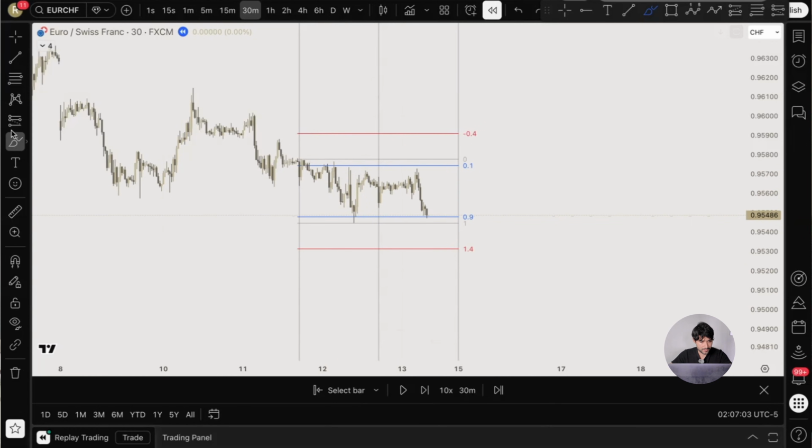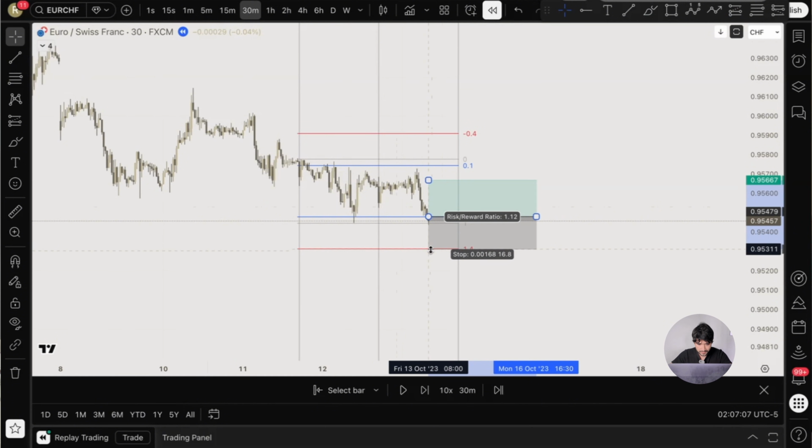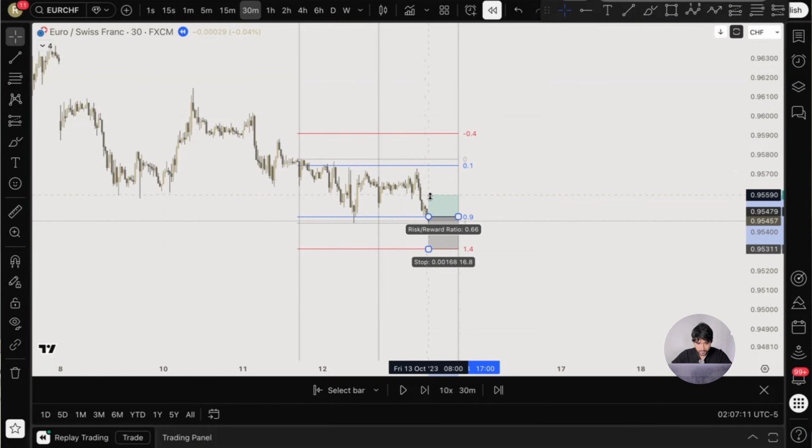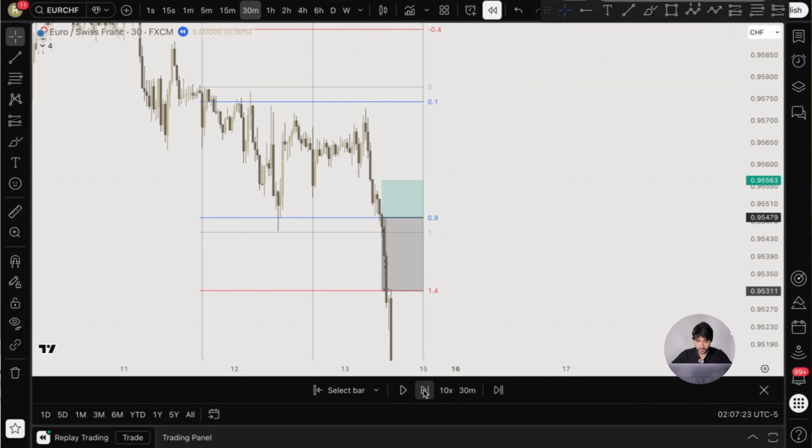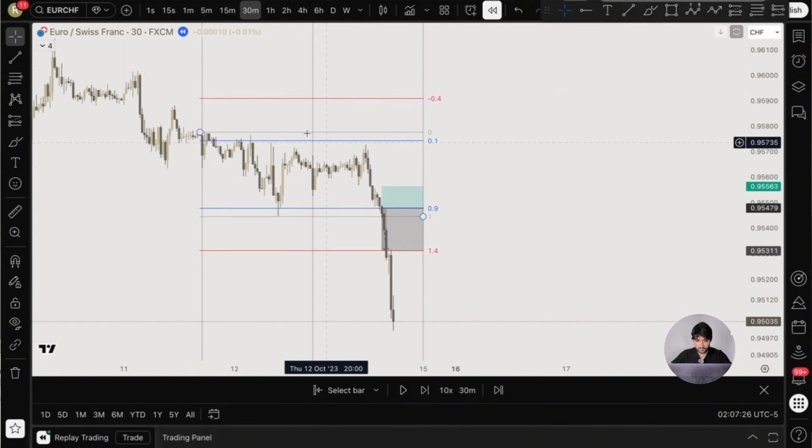Okay, looks like we have an entry for a buy. So we'll place our entry there with stop loss at the 1.4, followed by a 0.5 R take profit. There it is. Okay, and that is going to be a -1 for starters.